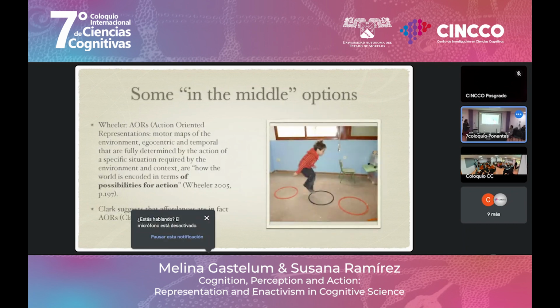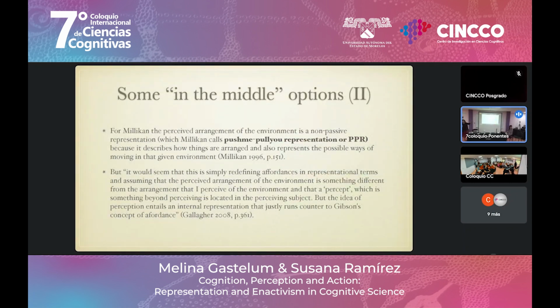So okay. But there are some in-the-middle options. One option is what Wheeler calls action-oriented representations, and some other options are the push-me-pull-you representations, but they are going to discuss that in a while, so I'm not going to go into that. There are some in-the-middle options, not to just reject representations. Susana and I do, but that's okay. And Gallagher has this quote. I'm not going to go into it because it's Susana's turn.